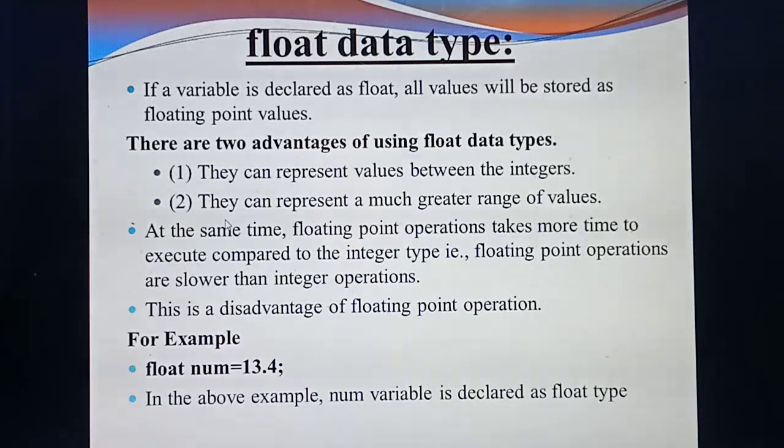So you have studied two advantages of the float data type. What are they? The first advantage is you can represent values between two integers. The second one is you can represent a much greater range of values. Understand? But at the same time, advantages are there, and disadvantages are also there in the float data type. Now we are going to study the disadvantages of using this float data type.